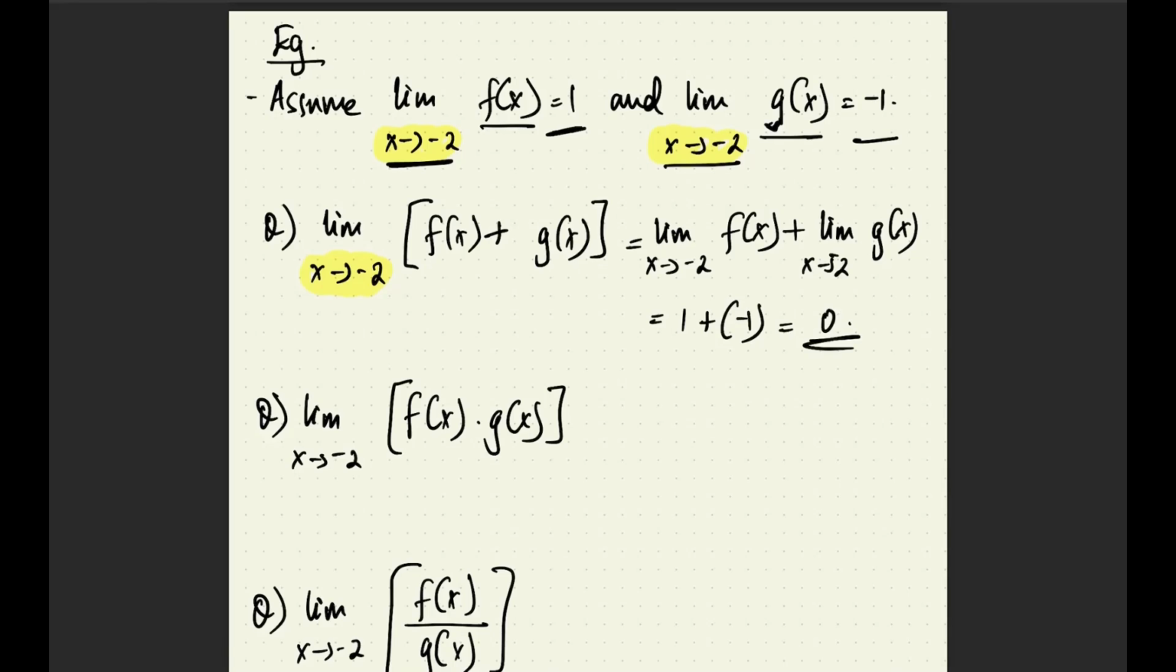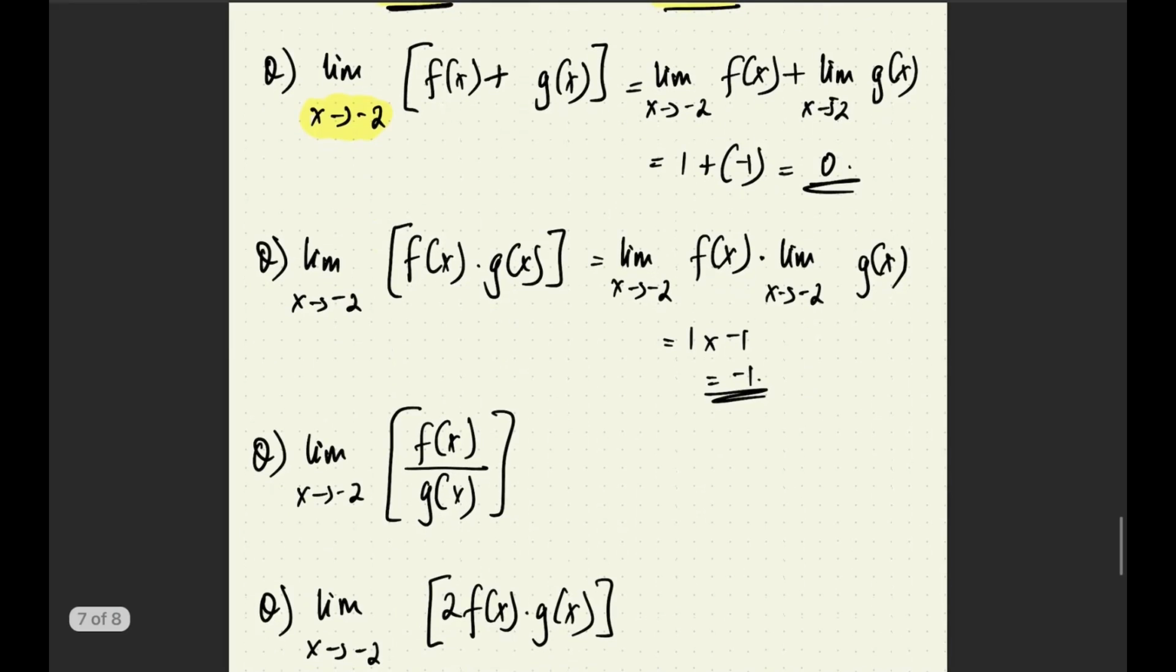The second example is the limit as x approaches -2 of f of x multiplied by g of x. So we are going to use the product law. The limit of a product is the product of the limits. So this can be written as the limit as x approaches -2 of f of x multiplied by the limit as x approaches -2 of g of x. So that's just 1 multiplied by -1. So therefore it gives you -1.